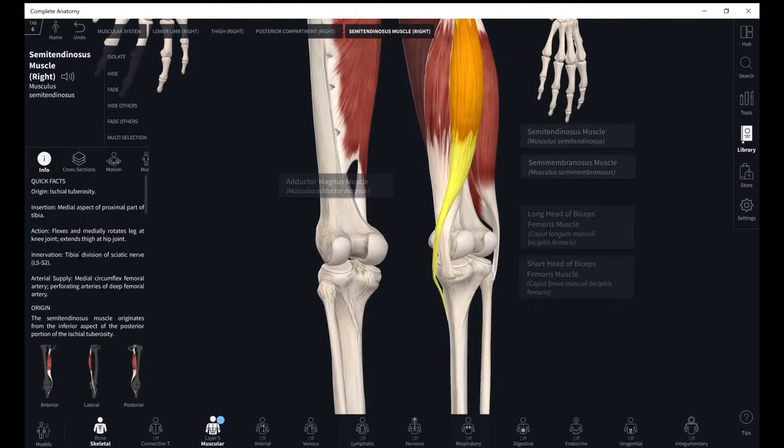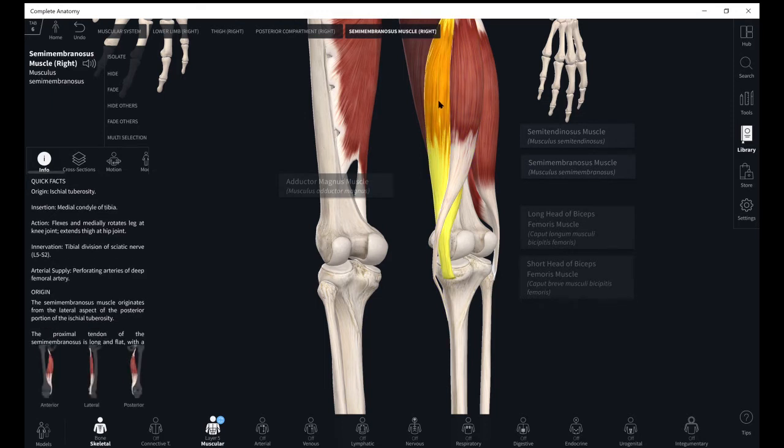Semitendinosus, its action is flexing and medially rotating the leg at the knee joint and extending the thigh at the hip joint. It's innervated by the tibial division of the sciatic nerve, L5, S1, S2. We'll move further to the semimembranosus.